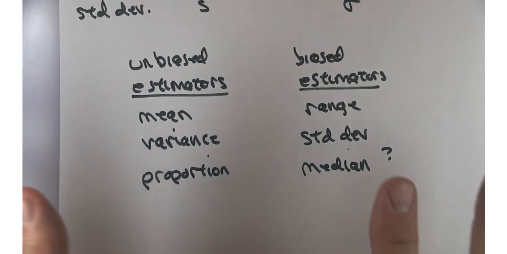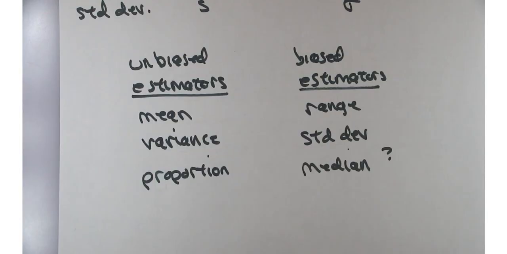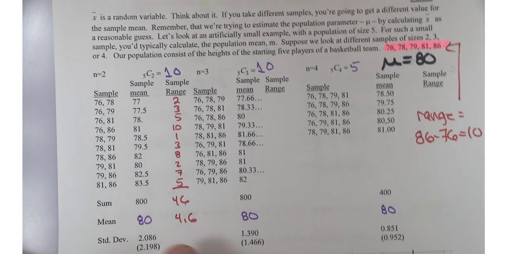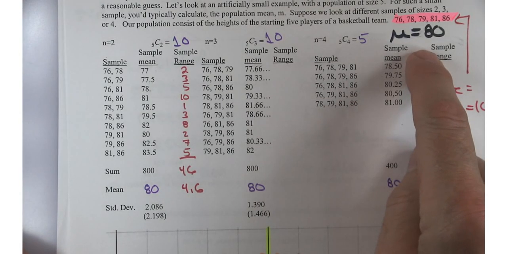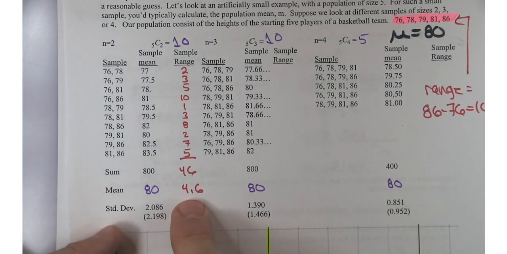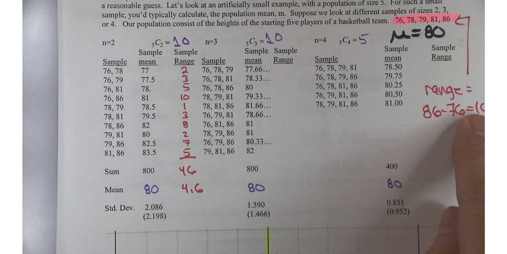You don't have to have a complete understanding about those, but what I want you to understand is that an unbiased estimator, on average, equals its population parameter. A biased estimator, on average, is not going to equal its population parameter. That's the difference between those two.